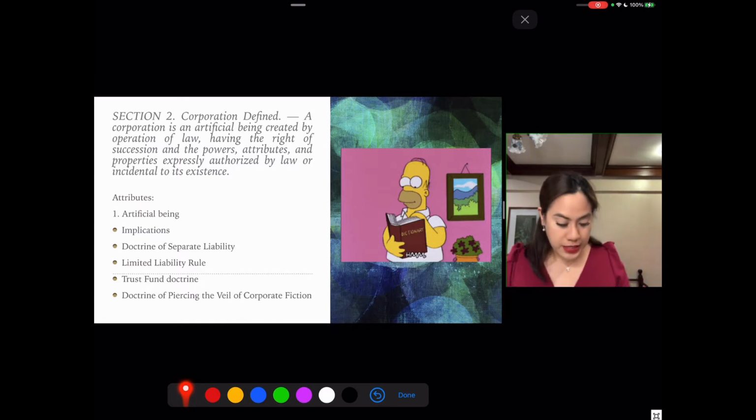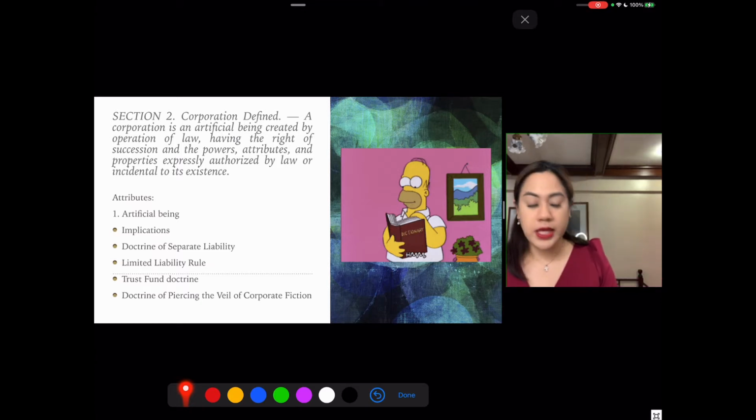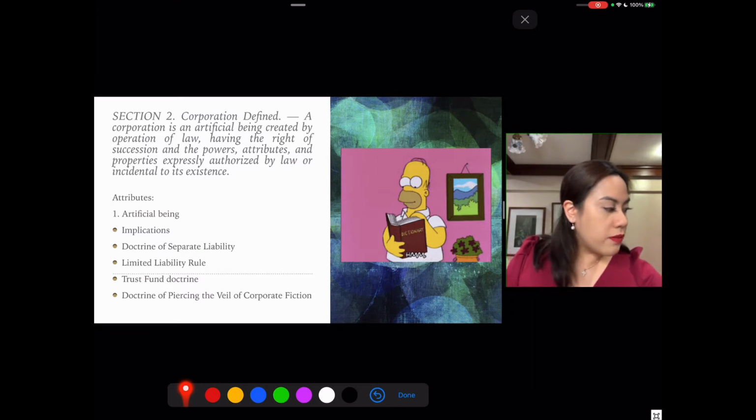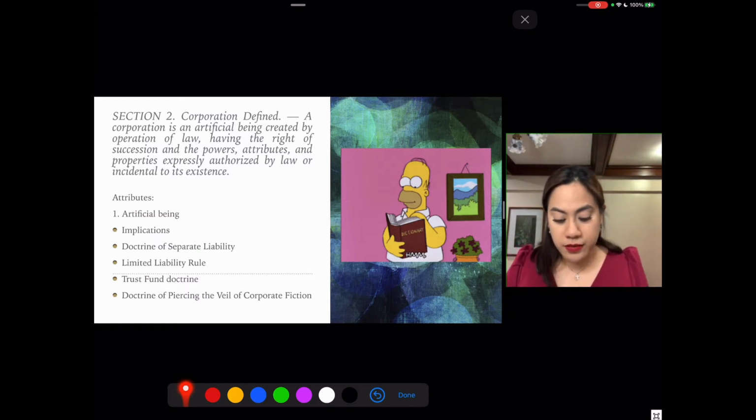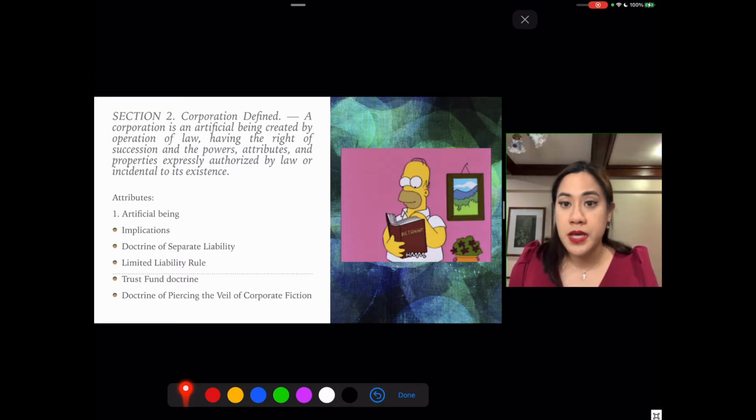All right, and the last implication or consequence of it being an artificial being is the doctrine of piercing the veil of corporate fiction. Okay, this might be a bit long, but it's extremely simple. When we talk about piercing the veil of corporate fiction, this is an exception to the doctrine of separate liability. So usually there are 4 cases when this doctrine applies. 1 is in fraud cases.